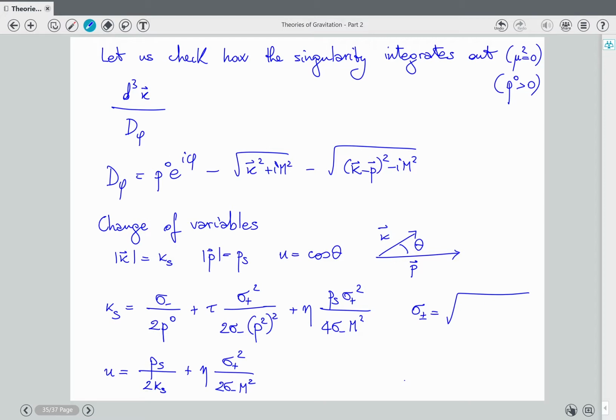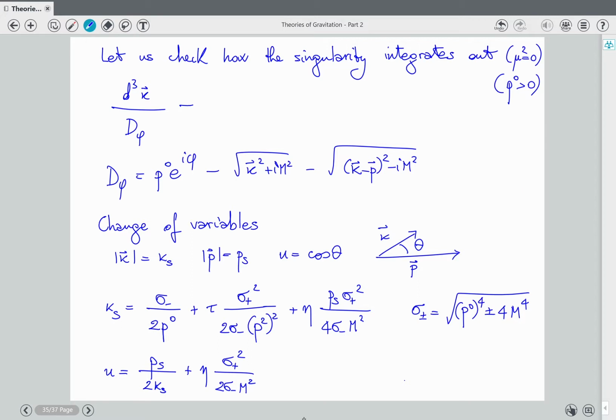So we are changing variables from ksu. d3k will be the integral on ksu from tau eta. Let me check. Yes, sigma plus or minus is, what? Sigma plus or minus is p0 to the fourth plus or minus 4m to the fourth. Well, you can check it.